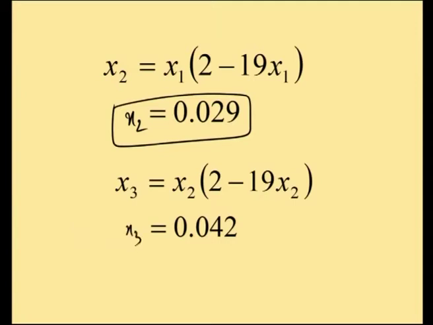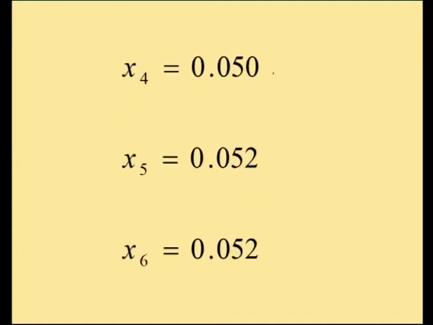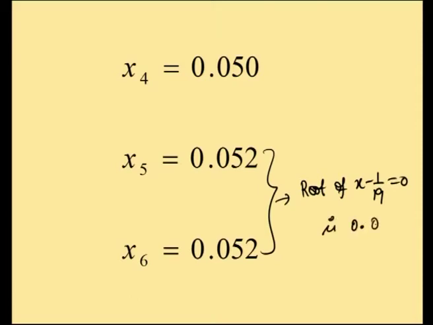and we get x2 is equal to 0.029 and x3 is equal to 0.042, x4 is 0.050, x5 is 0.052 corrected to 3 decimal places, and x6 is 0.052 again corrected to 3 decimal places. Since the 5th and 6th iteration values are same, we say that root of x minus 1 by 19 is equal to 0 is 0.052, or you get 1 by 19 value is 0.052.